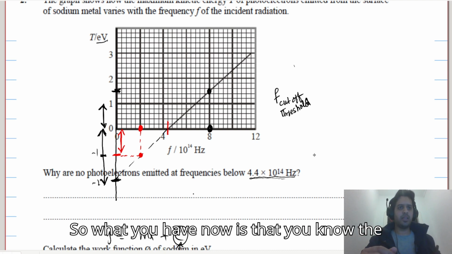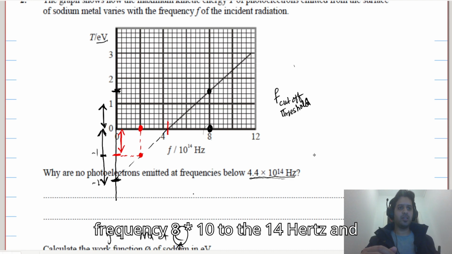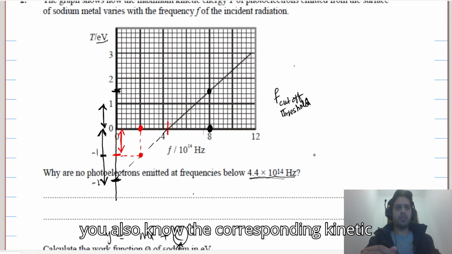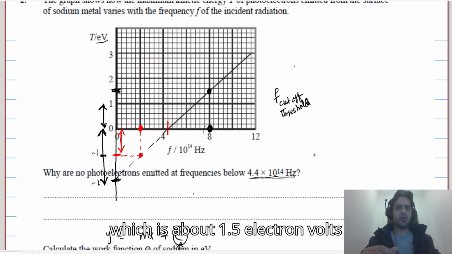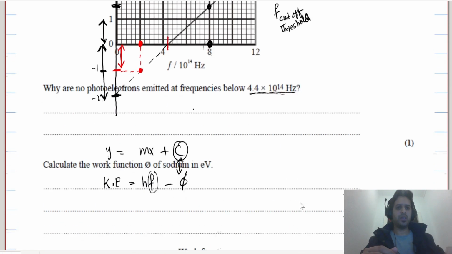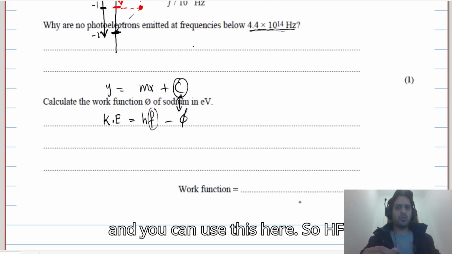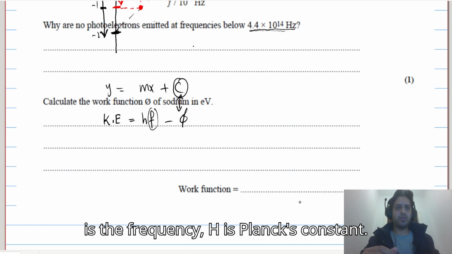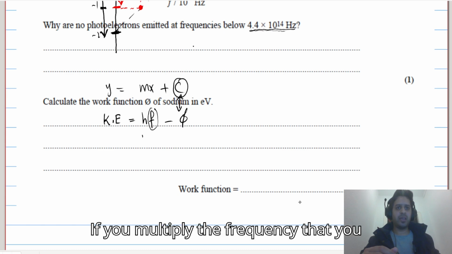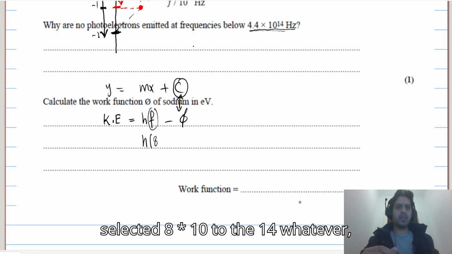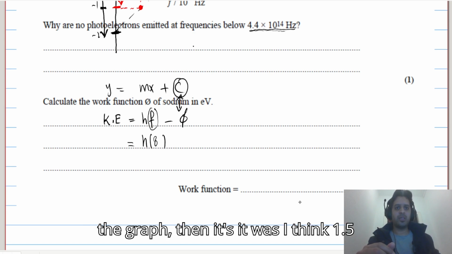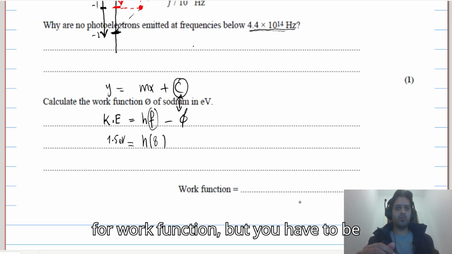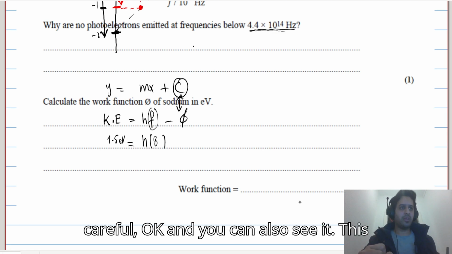So what you have now is that you know the frequency, 8 times 10 to the 14 hertz, and you also know the corresponding kinetic energy in electron volts from the graph, which is about 1.5 electron volts. And you can use this here. So f is the frequency, h is Planck's constant. If you multiply the frequency that you selected, 8 times 10 to the 14, and you also read the kinetic energy from the graph, then it was, I think, 1.5 electron volts. You can just rearrange for work function, but you have to be careful, okay?